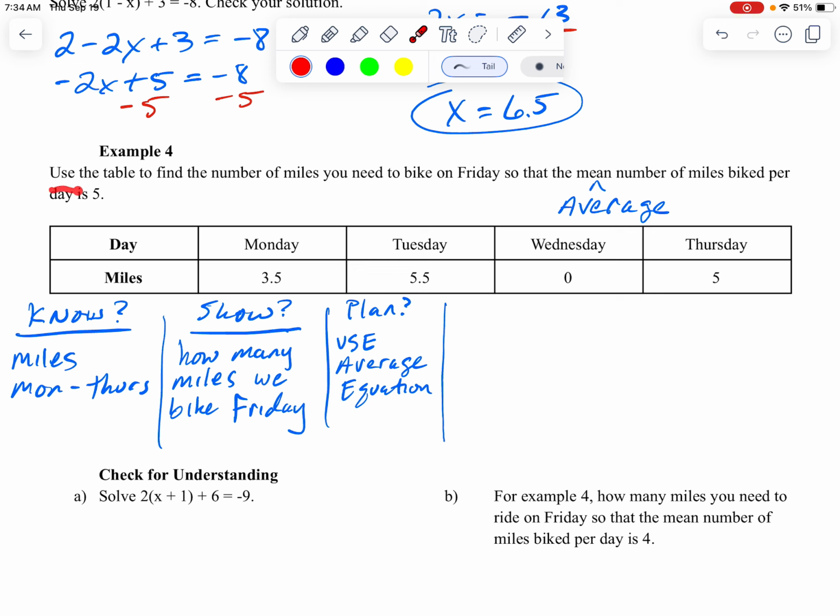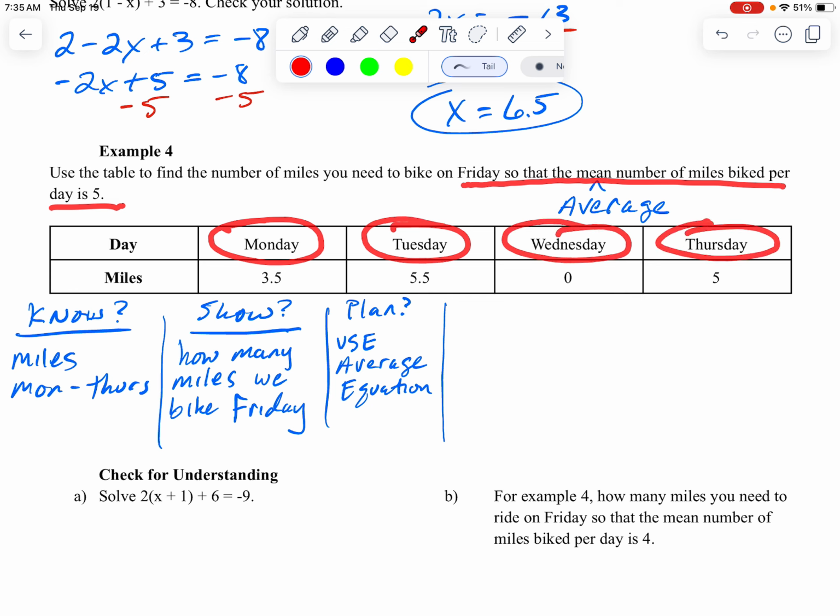So this says, use the table to find the number of miles you need to bike on Friday. So that's what we're trying to figure out. How many miles do I need to bike on Friday so that the mean number of miles biked per day is 5? Meaning, for the whole week, I want my average daily miles to be 5. It tells us how many miles we rode every other day. And the question is, how many miles did we ride on Friday?